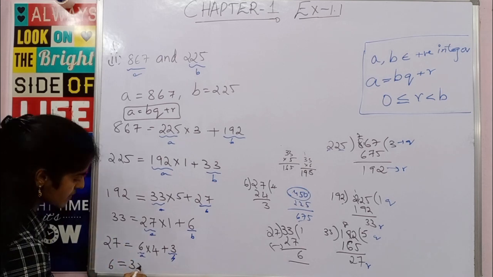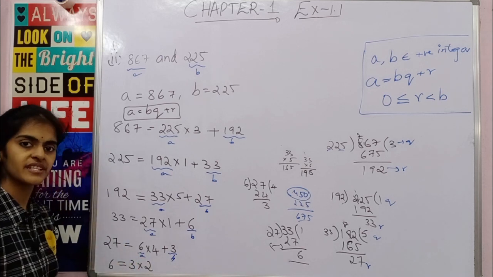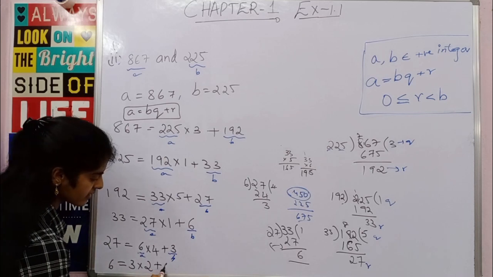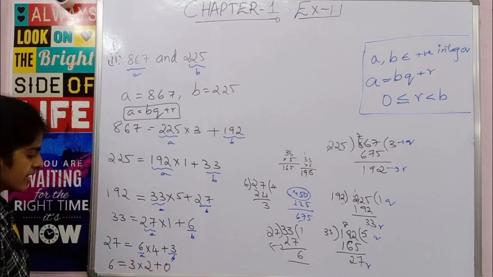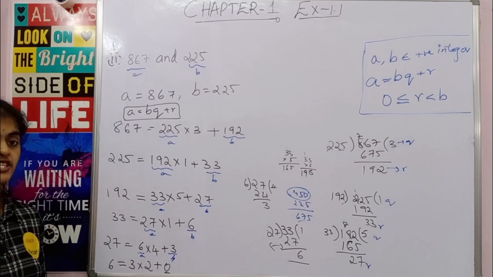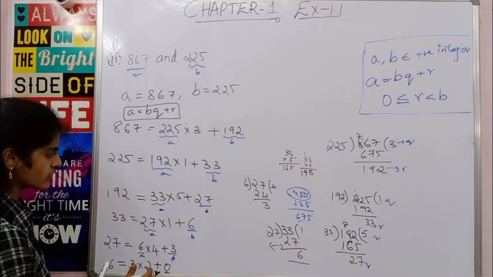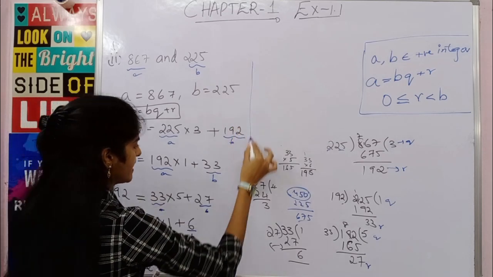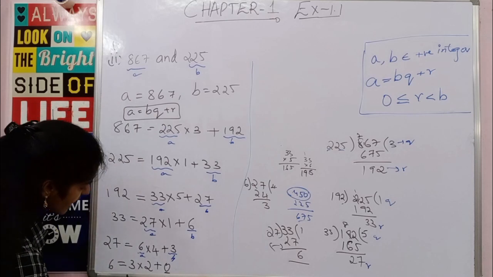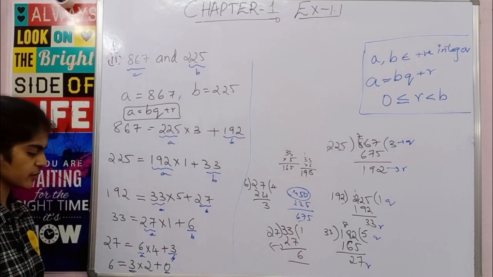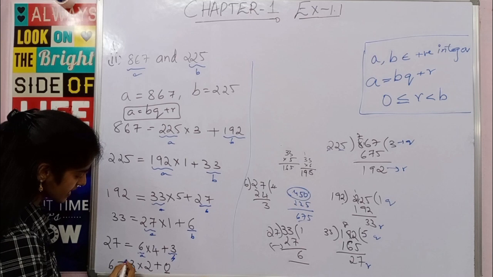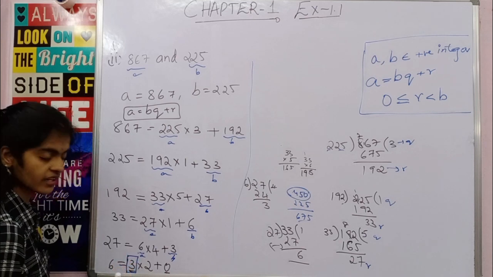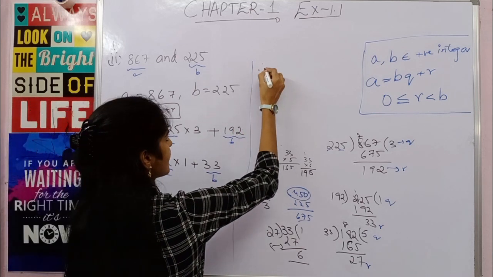You know that 3 multiplied 2 times gives you what? 6. So what is the remainder? It is 0. Okay, now you got the remainder as 0, so you will stop the process here. When the remainder is 0, what is the B value? B is 3. So when the remainder is 0, you will consider this B value, and that becomes the HCF.